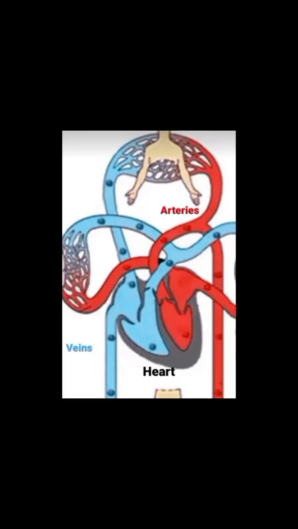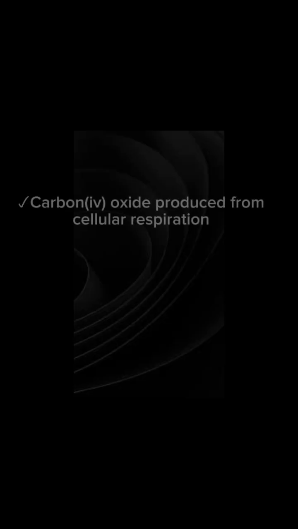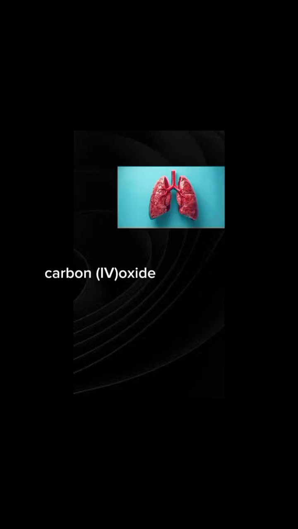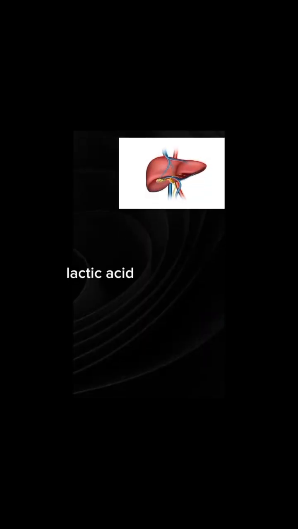In the transport of waste metabolites in the circulatory system, we have carbon dioxide, which is produced from cellular respiration, urea from protein breakdown, and lactic acid from anaerobic respiration. Blood carries the various wastes to specific organs for excretion, where carbon dioxide is transported to the lungs for exhalation, urea is transported to the kidneys for filtration and elimination in urine, and lactic acid is transported to the liver for processing.